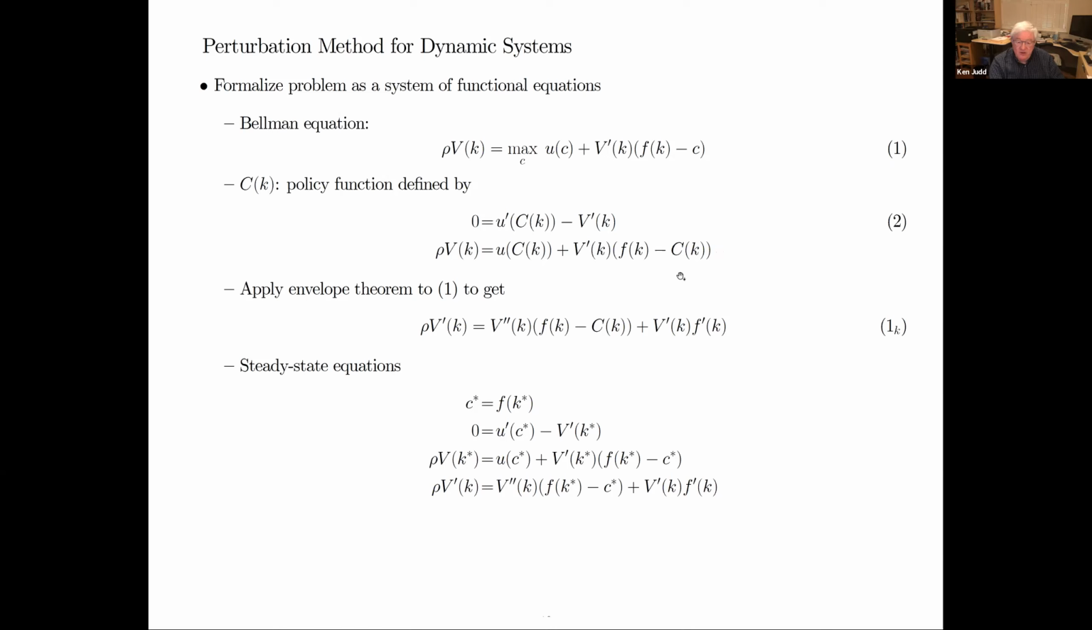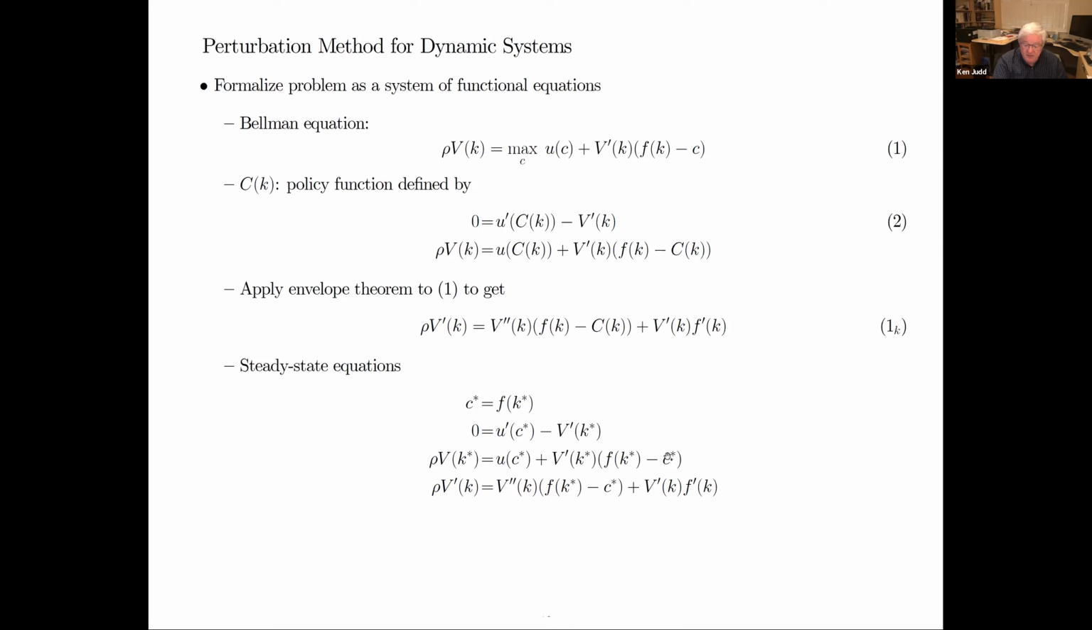Now what we're going to do is the envelope theorem, take the derivative of all of this with respect to k, and we find that we get rho v prime equals v double prime times (f minus c) plus v prime f prime. What are the steady state equations? Basically in steady state, consumption equals output, marginal utility of consumption equals marginal value of capital, and then this is the Bellman equation, and this is the envelope condition.